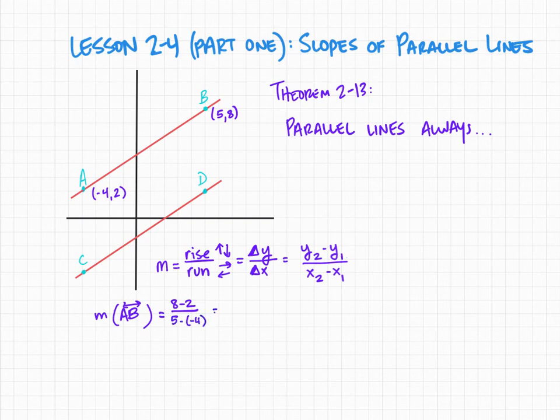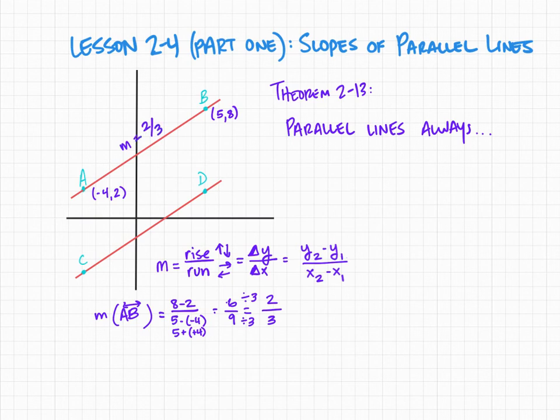And now I'm just going to simplify this. 8 minus 2 is 6. 5 minus negative 4 is going to be the same as 5 plus positive 4, because when I subtract, I'm adding the opposite. So that's going to be a 9. And then when I reduce that, I can divide both the top and the bottom of that fraction by 3. So that's going to give me 2 over 3. So the slope of this line up here is going to be 2 over 3.